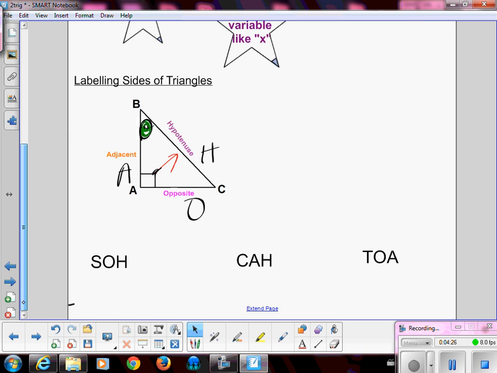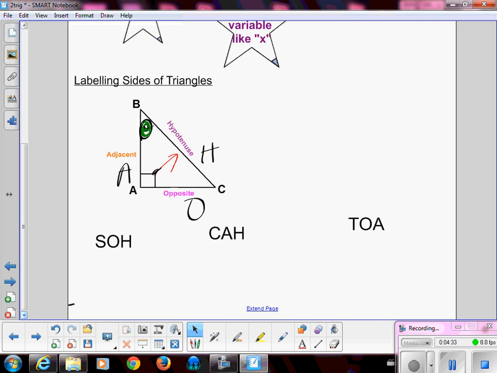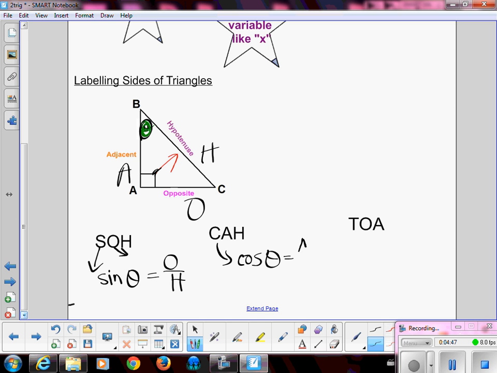Now, you also know that you had to learn SOHCAHTOA. Those are 3 mini formulas. So this tells me that sine of theta, of an angle, is equal to the opposite side over the hypotenuse. And this is cos of theta is equal to its adjacent side over its hypotenuse. And finally, the tan of theta equals its opposite over adjacent. Okay, so again, that's review of things that you should already know.